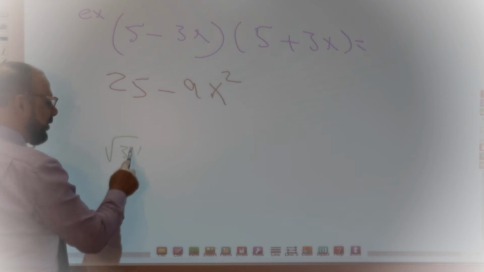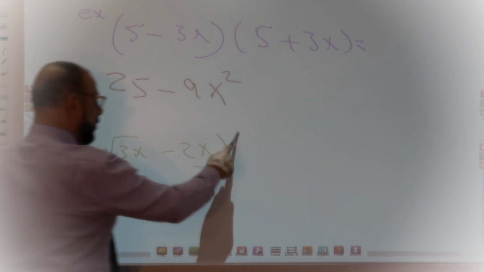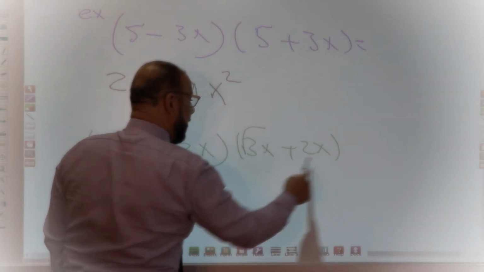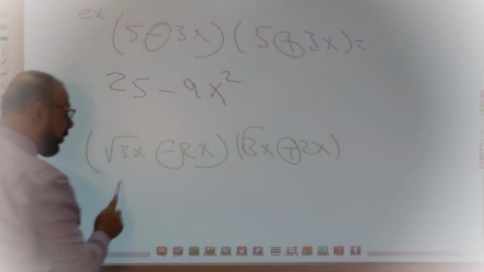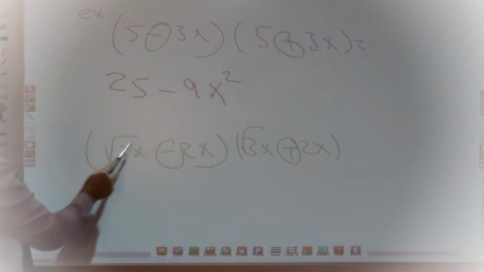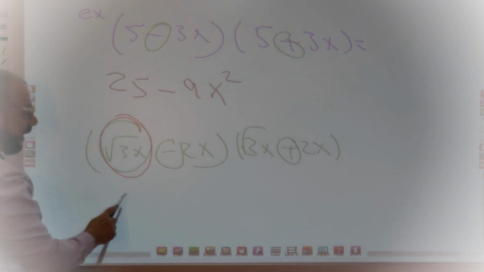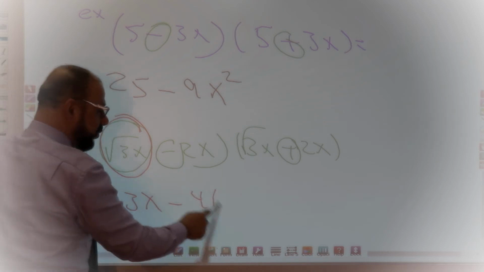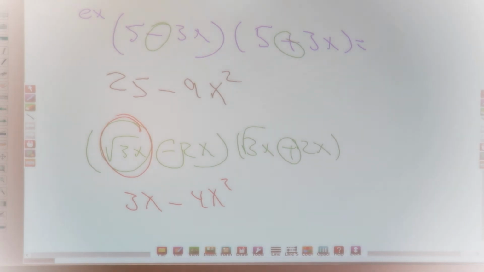Square root of 3x minus 2x times square root of 3x plus 2x. All of them are the same. The sign is different. Now, what we did here, 5 squared, what do we have to do? We have to square this guy. When you square the square root of 3x, it becomes what? 3x minus 4x squared. Okay, let me go back to my one and see what's going on.